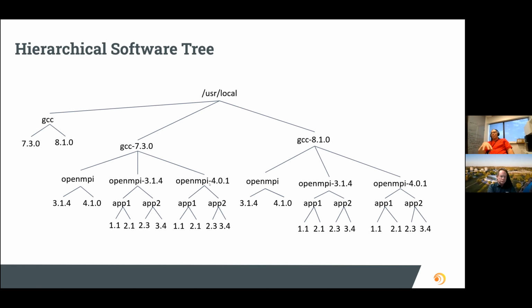And now we have OpenMPI-3.1.4 and OpenMPI-4.0.1. The app 1 and app 2 versions underneath OpenMPI-3.1.4 were built with that version of OpenMPI. And then these versions of the app built under OpenMPI-4.0.1 are built with that particular version of OpenMPI.